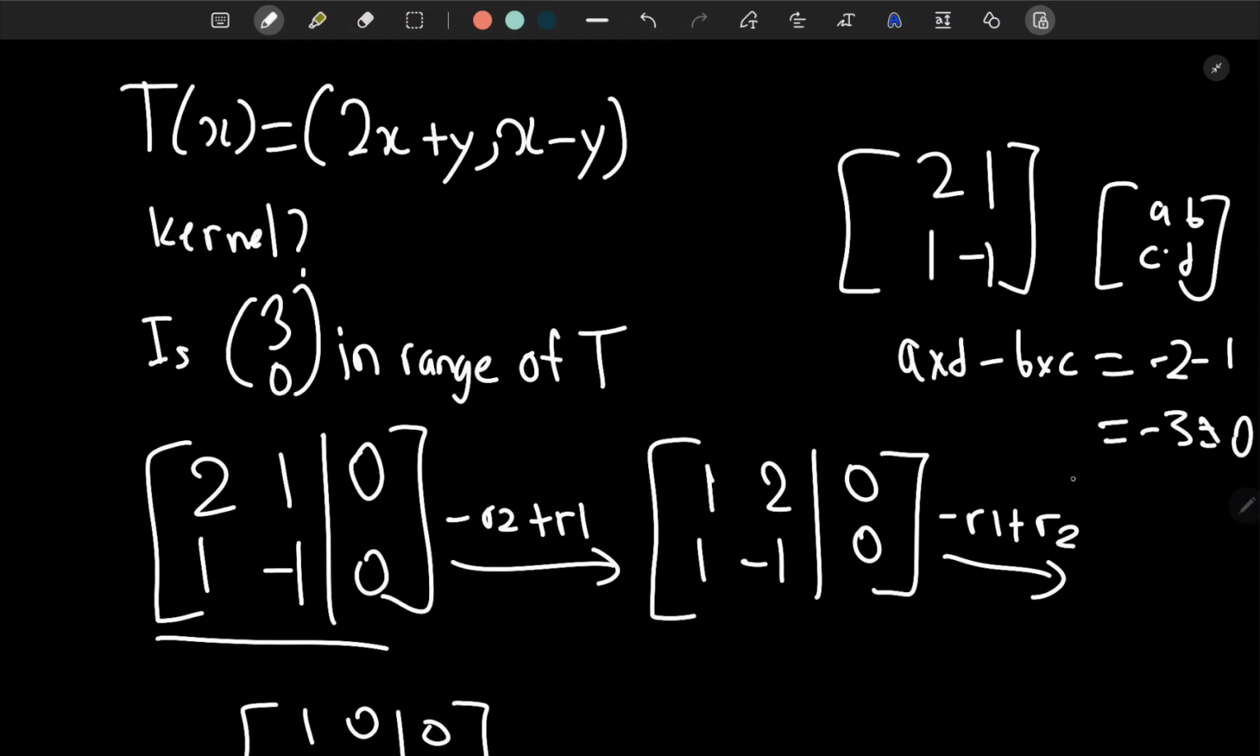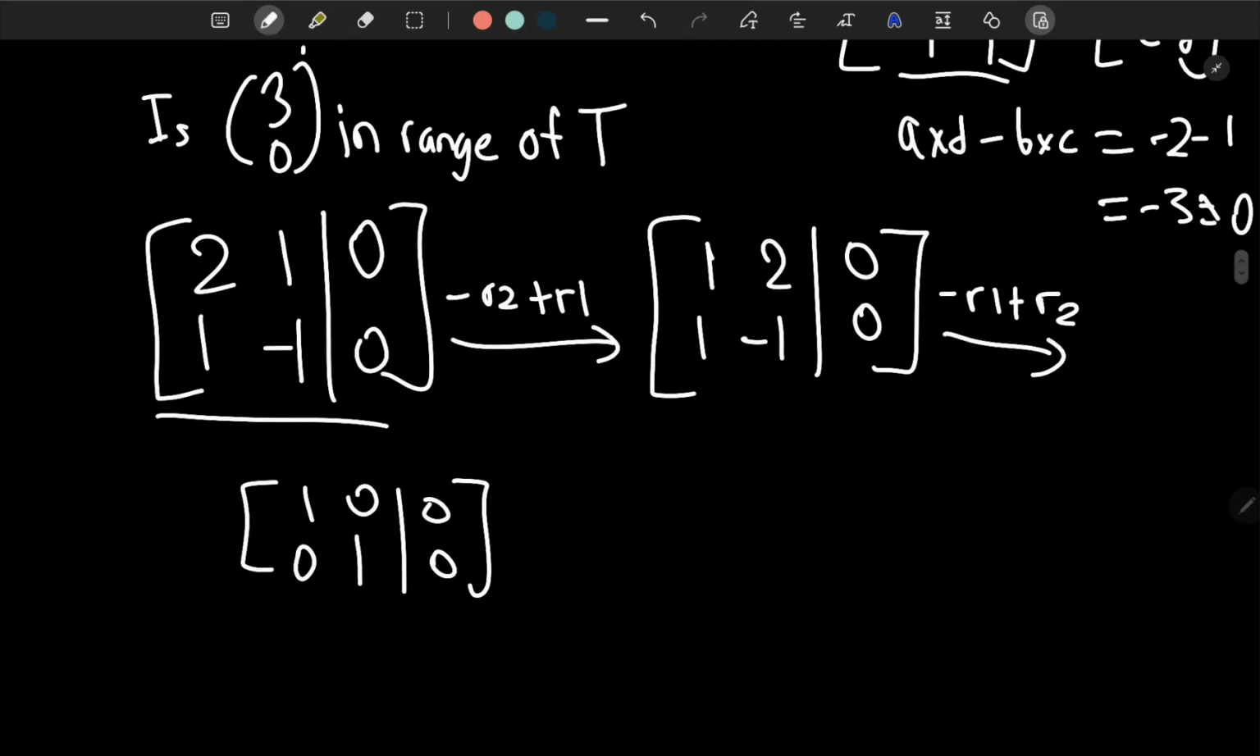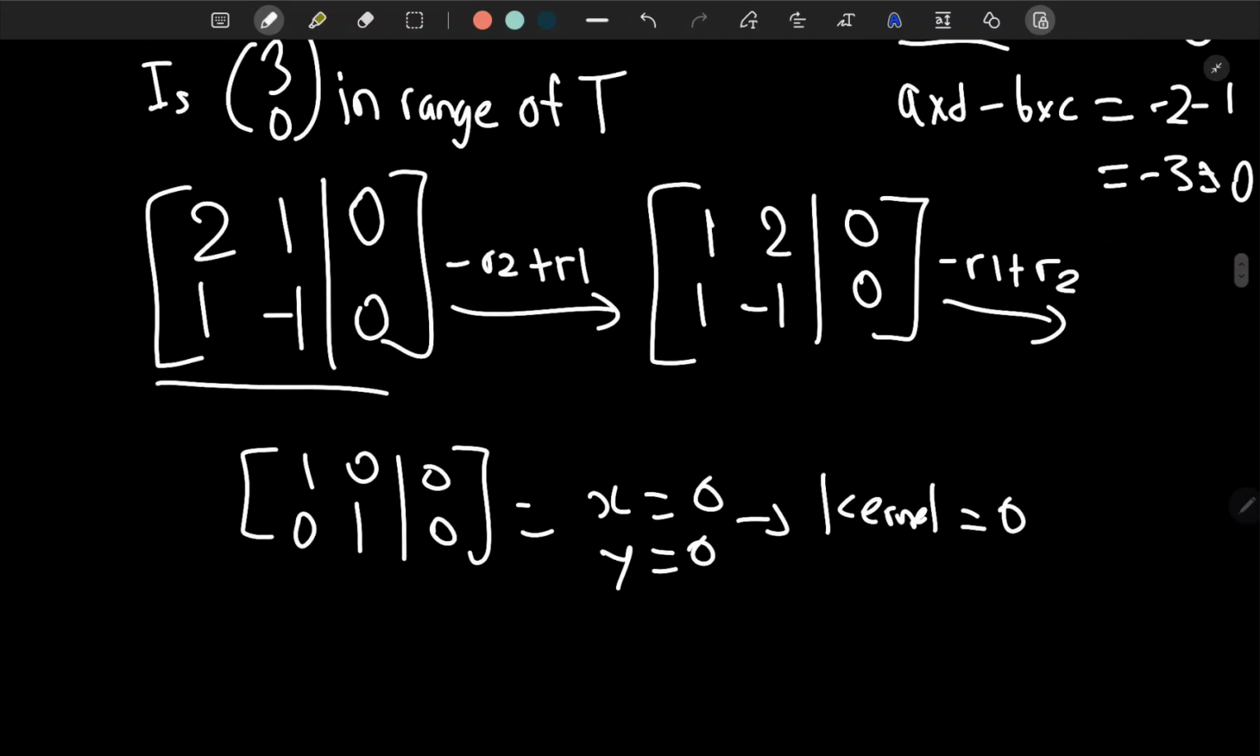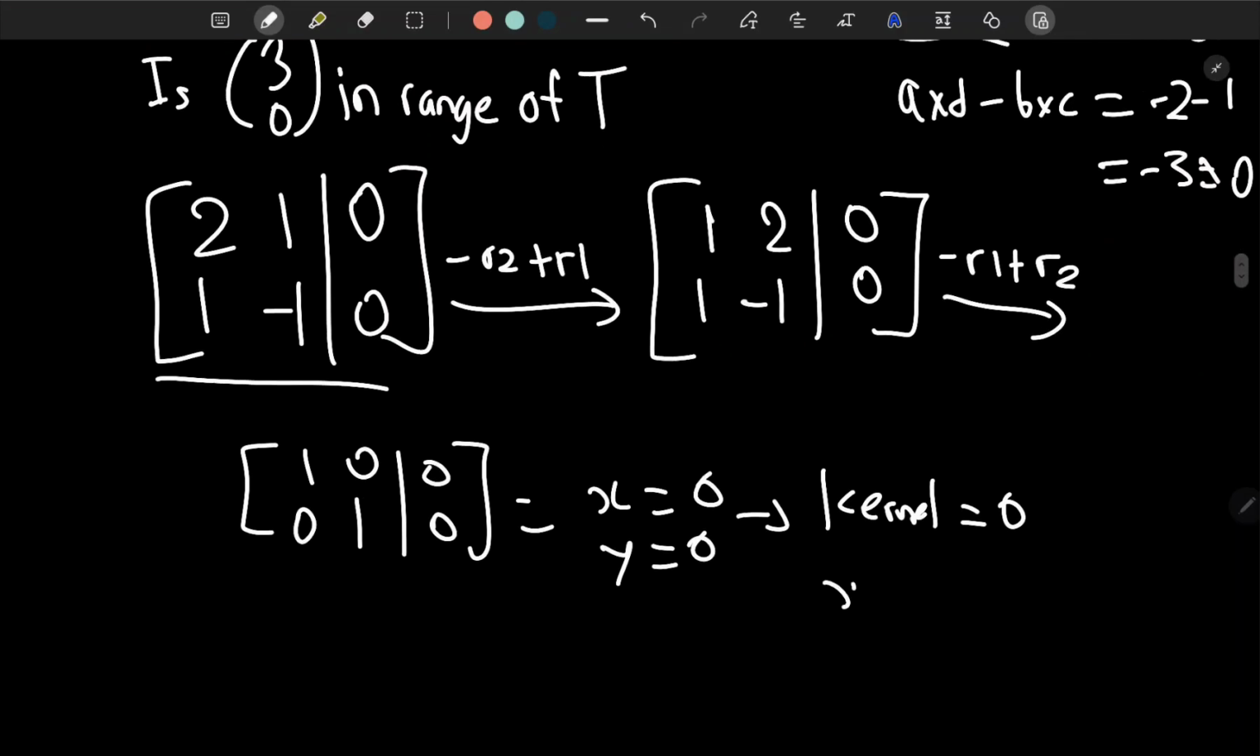So if we don't get the determinant as 0, we can directly say that this is linearly independent. And here basically we have x is equal to 0, y is equal to 0. So basically the kernel is 0. If you want to write it in the matrix format, it's going to be x, y is equal to 0 0. That's it.